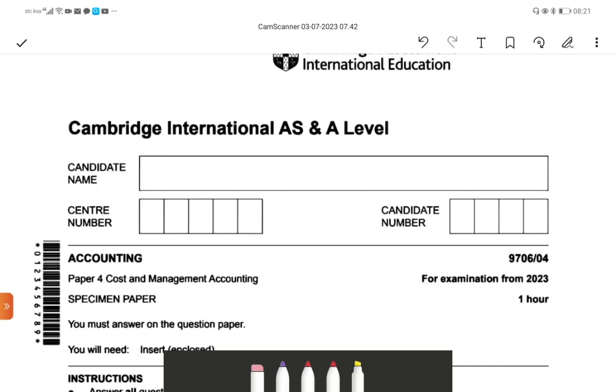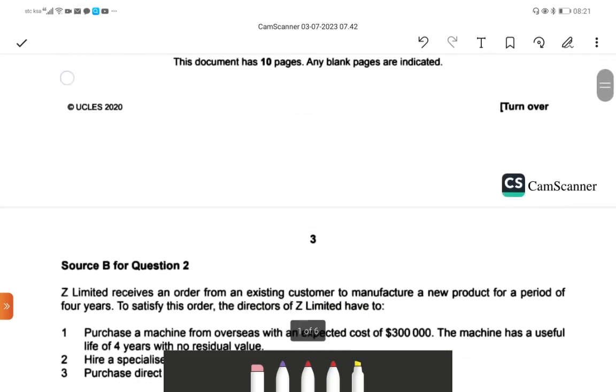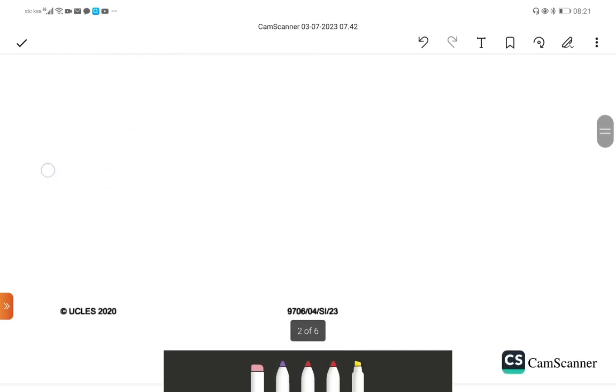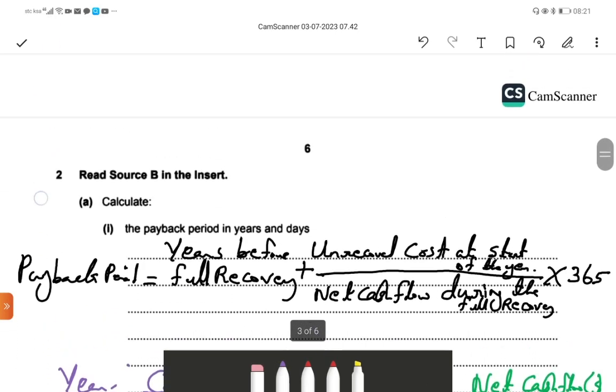Hi everyone, today we are going to solve A-Level Accounting Specimen Paper 2023, Paper 4, question number 2. So here, this is the insert of question number 2, and this is the question paper.